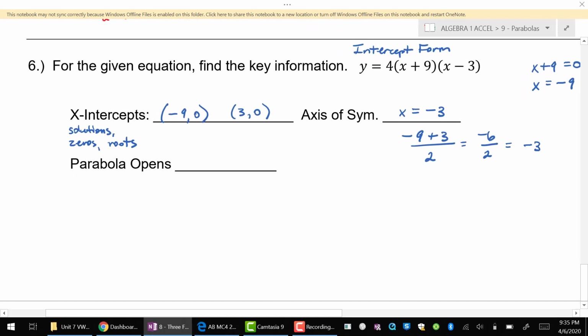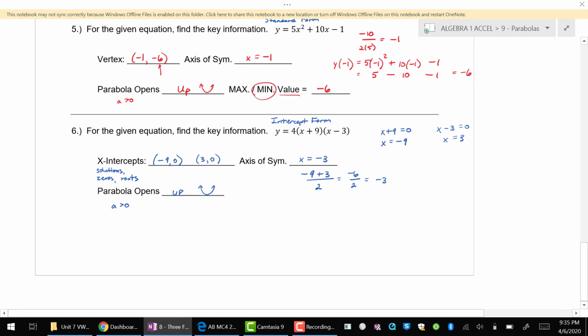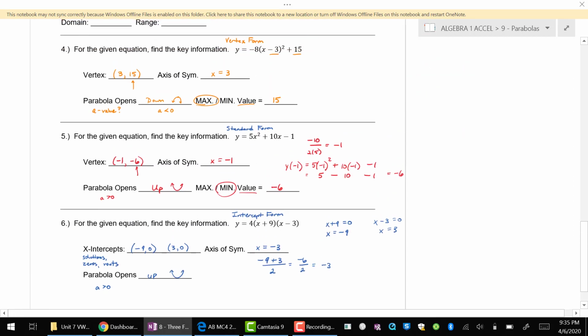Finally, the parabola opens. Check the a value. A value is 4, which is positive, so it's going to open up. There again is a really nice summary of the 3 different forms of quadratic functions and how each one can be helpful and useful in helping you find key pieces of information and key features of a function and a parabola and the graph overall.